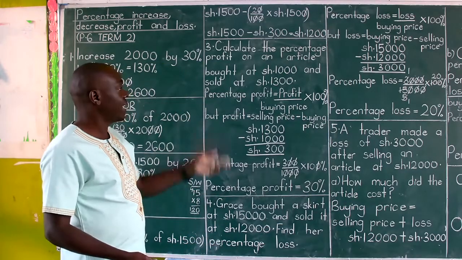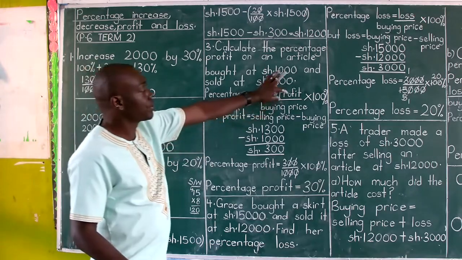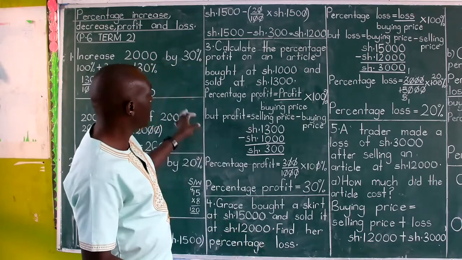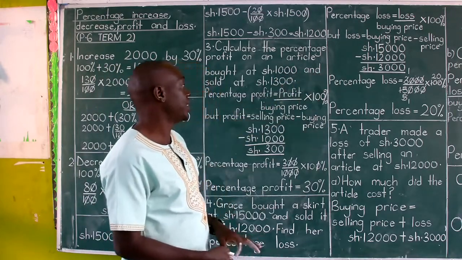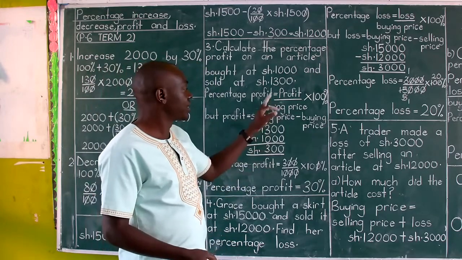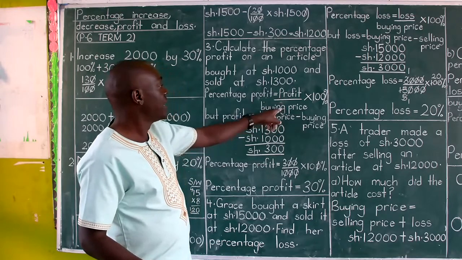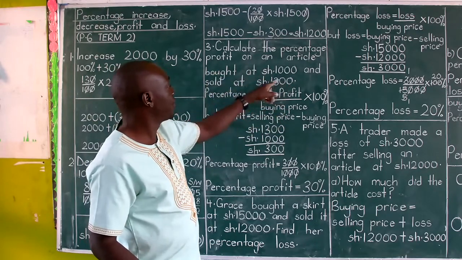But here we are asking for percentage profit. So you say percentage profit equals profit out of buying price times 100%. Now, before anything is done, ensure I have these two. That's profit and buying price. Ask yourself, do I have the profit? Check whether you have got a profit here.